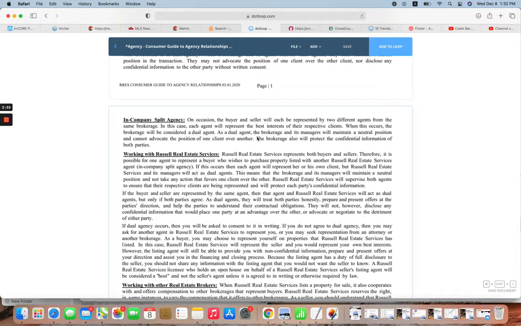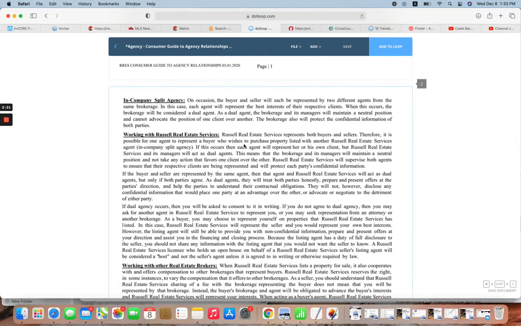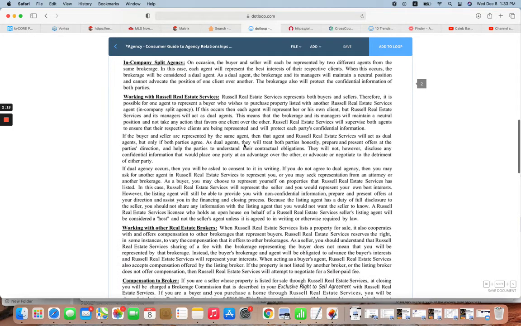and then they have to maintain a neutral position and cannot advocate for the position of one client over the other. The brokerage will also protect all of the confidential information of both parties, but keep in mind here, this is when the buyer's agent is still representing the best interests of the buyer, and the seller's agent is representing the best interests of the seller. So you likely won't really notice the difference between an in-company split agency transaction and one where you're just being represented by a buyer's agent or a listing agent.